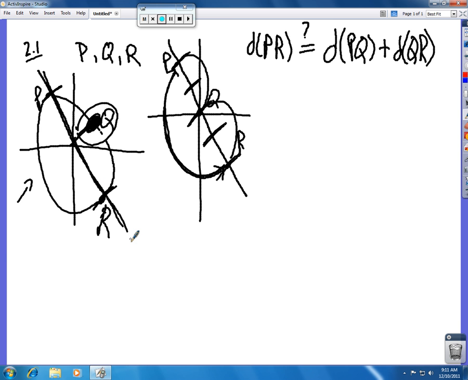But when they're all on the same line, like this, no matter how many times you break the line up, all the segments will add together to equal the overall distance. So let's see an example of doing this.